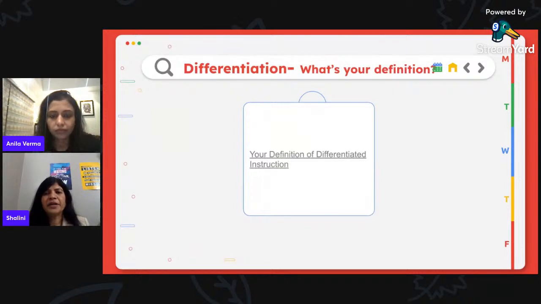So, what is your definition of differentiation? Anybody? Would you like to just type in the chat box? Okay, let's see. You can keep thinking about it, and whenever you come up with any definition, you can just write in the chat box and we'll read that out. Let's go to the next slide.